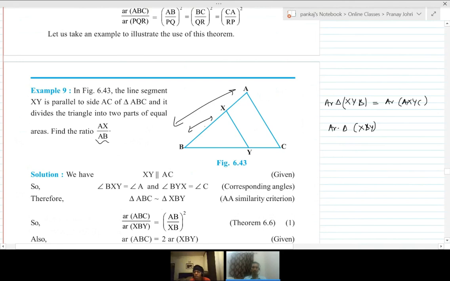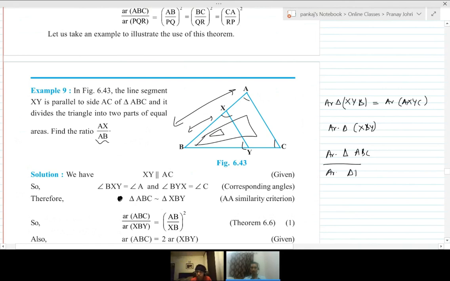So just take the ratio of these two triangles, this small triangle and the bigger triangle ABC. Because XY is parallel to AC, these are similar triangles, obviously. First we need to prove this, this is the starting point. After proving this, then we can prove other things.